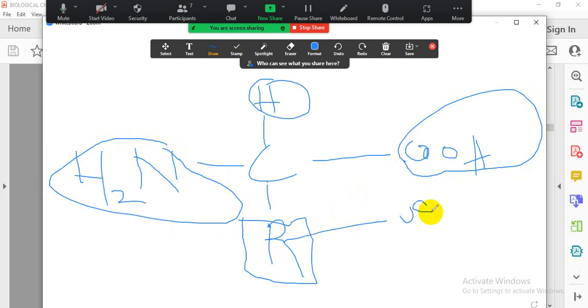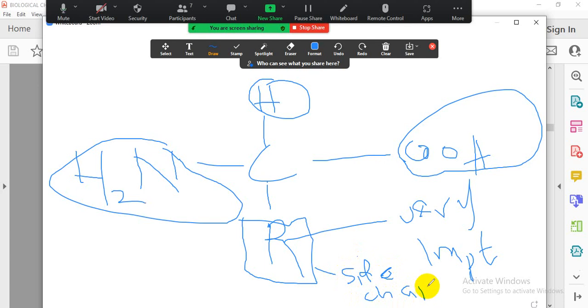Very important, we call it what? The side chain. So the R is called the side chain of an amino acid. So this one is constant, this one is constant, this one is constant. The only one that changes is the R. Do you understand? Are you with me? Yes, sir. Okay, so let's continue.